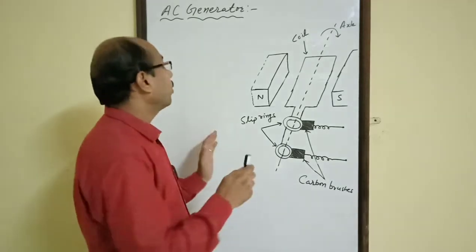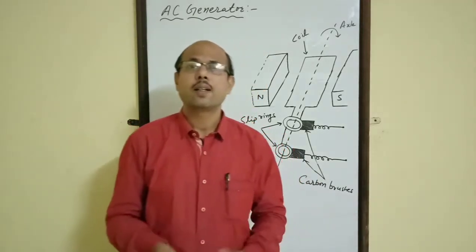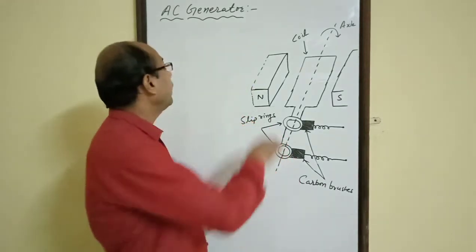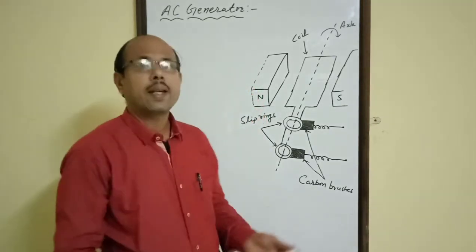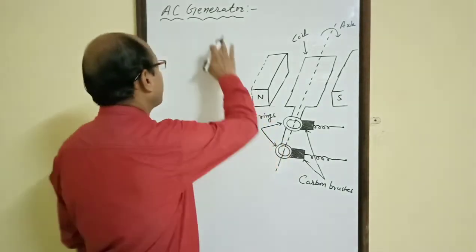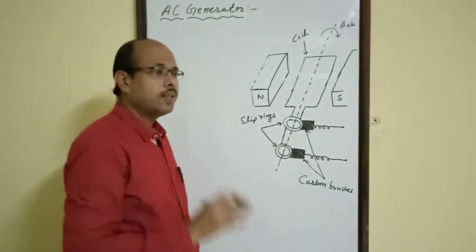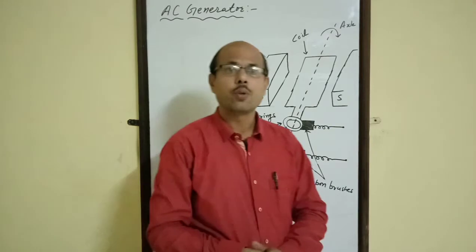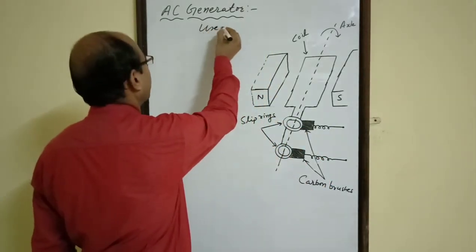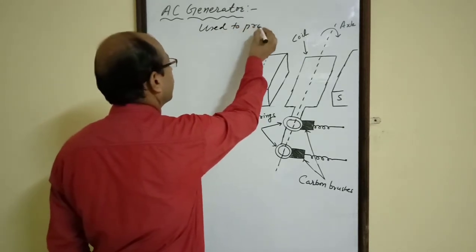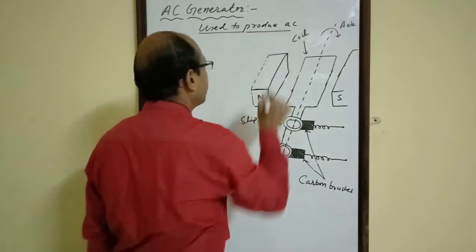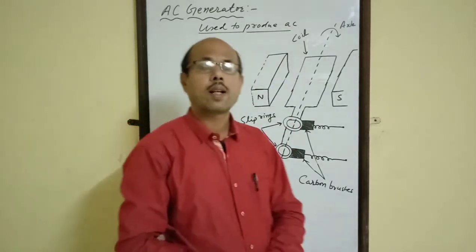Now we are going to discuss how alternating current can be produced, and it is produced by an AC generator. So now we are going to discuss the AC generator. First of all, what is an AC generator? It is a device used to produce alternating current.